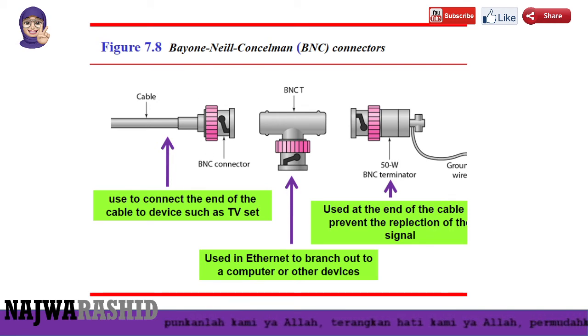Okay, the next part we have the BNC T. It looks like a T. This one is used in Ethernet to branch out to computers or other devices. And the third one we have is the BNC terminator at the end of the cable. We use it at the end of the cable to prevent the reflection of the signal. So we have these types of BNC connector: T, terminator, and the connector. Okay, those are for the coaxial cable.